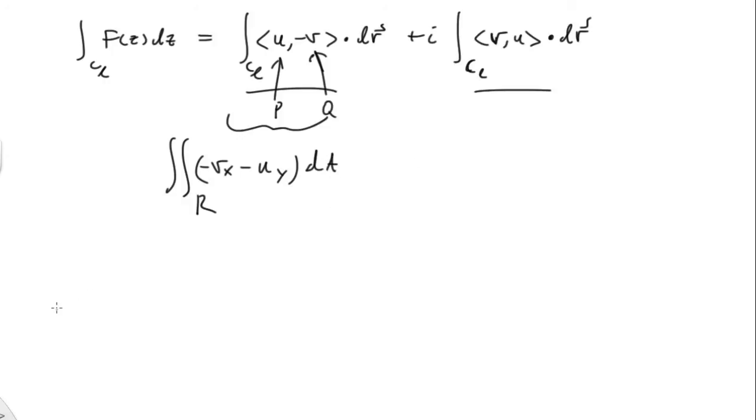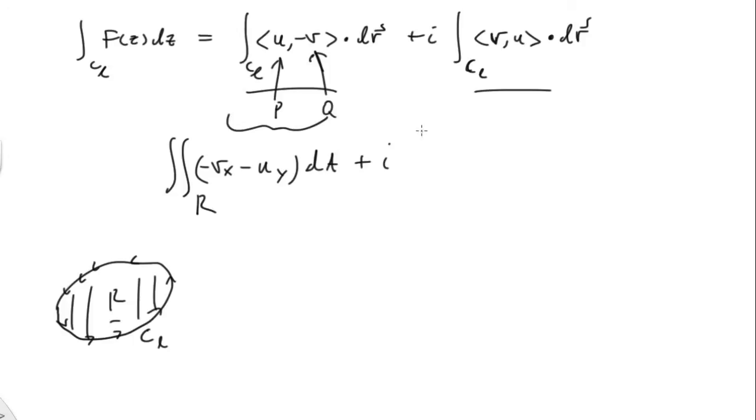Again, we have our closed path CL, and the region inside is all that stuff there, plus i times the area integral over the region of ux minus vy, all times dA, a little area differential.